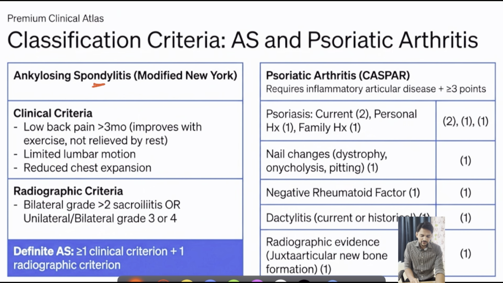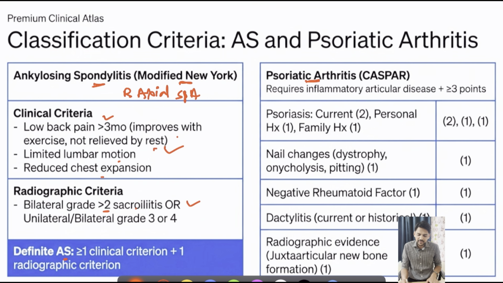Similarly, for ankylosing spondylitis, that is radiologic axial spondyloarthritis, again there is modified New York criteria. For example, it will involve some clinical features like low backache for more than 3 months, which will improve with exercise and not relieved by rest, limited lumbar motion, reduced chest expansion, and radiological supportive evidences like bilateral grade 2, 3 or 4 sacroiliitis. So we will say definite ankylosing spondylitis only if there is more than 1 clinical criteria and 1 radiological criteria.